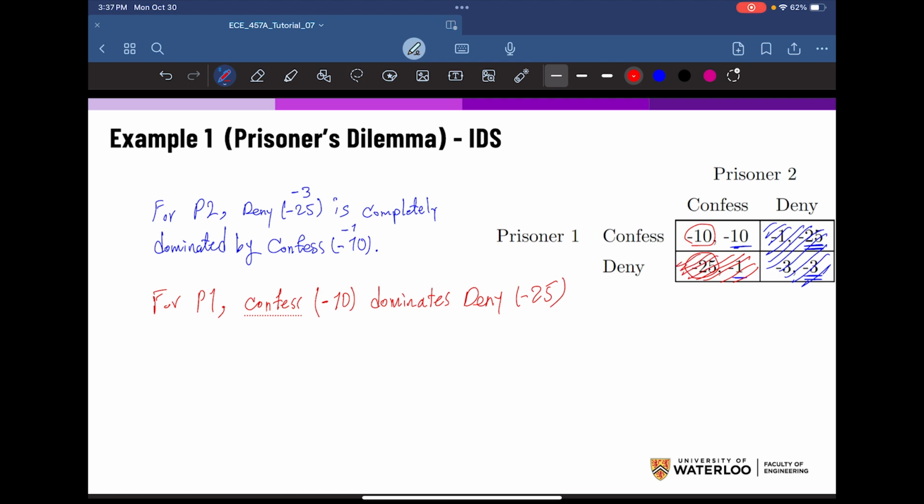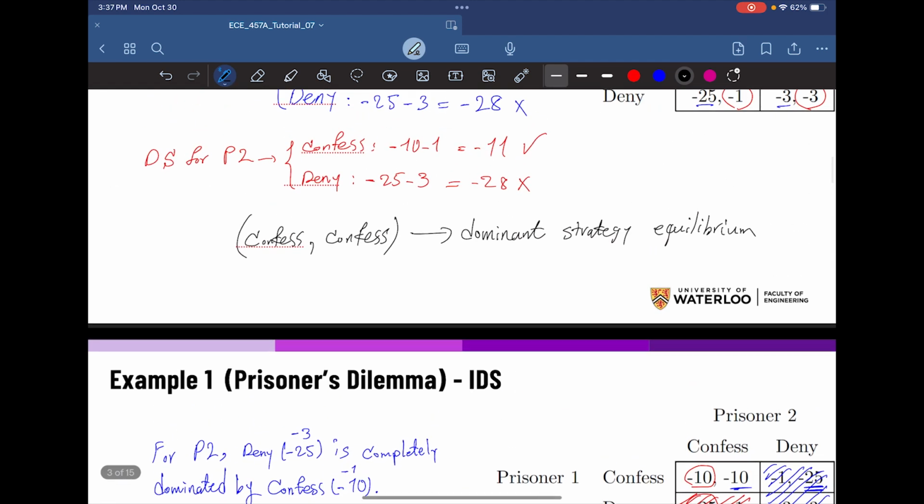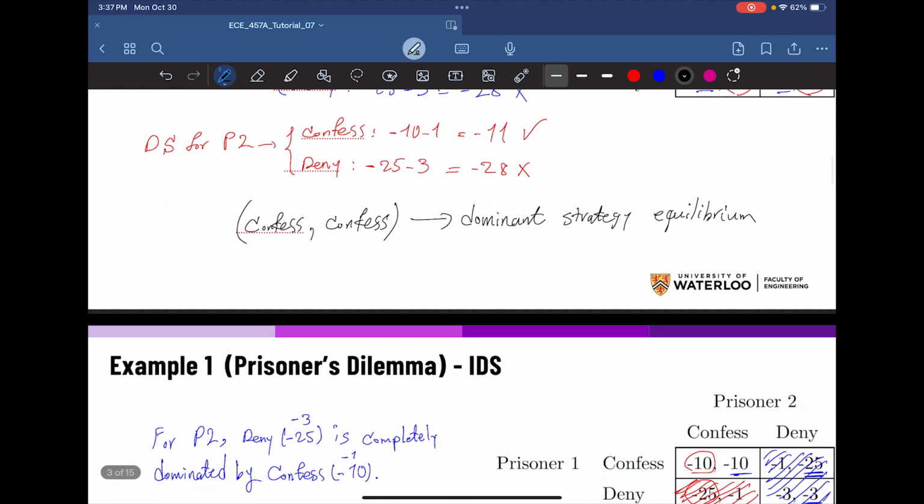Therefore, we can get rid of this one, and we end up with this one, -10 and -10. To be consistent, let's write this one with black. So -10 and -10, which is confess, is the IDS equilibrium. Which is the same as the dominant strategy equilibrium.